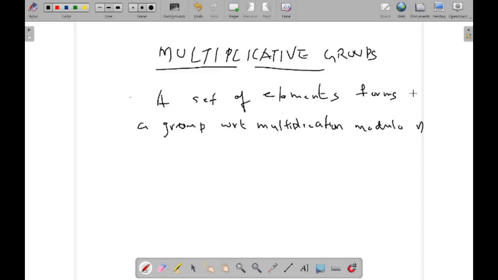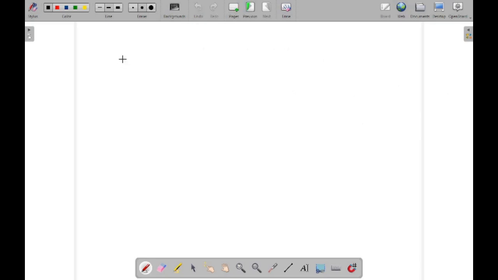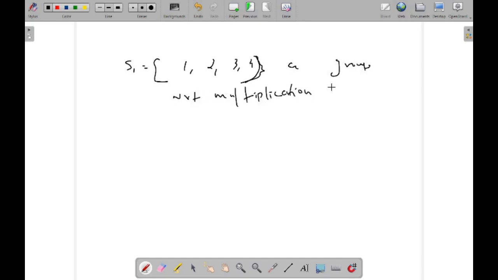Multiplicative groups. A set of elements forms a group with respect to multiplication modulo n. Let us check. The set S1 is equal to {1, 2, 3, 4}. Is it a group with respect to multiplication modulo 5?